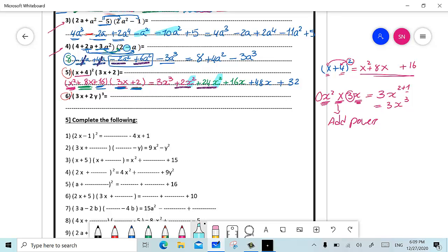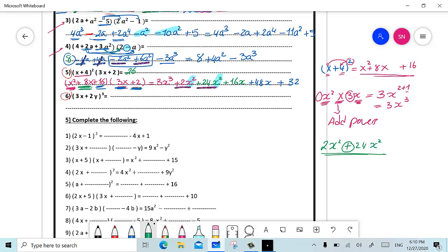So, positive 2 plus positive 24 equals positive 26. So I have here positive 26, and what about the variable? Again, when I am adding, for example, here I have 2x to the power of 2 plus 24x to the power of 2, I am adding like terms.